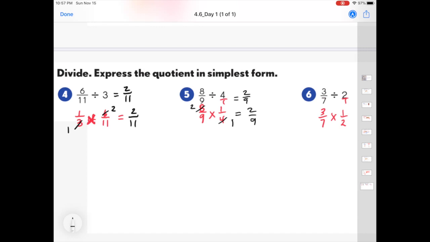All right, last one. If you did keep, change, flip, we have 3/7 times 1/2. If you were finding 1/2 of 3/7, yours would just be 1/2 times 3/7. And remember, in multiplication, we can switch our factors. The order doesn't matter. We're going to end up with the same product. All right, so no cross cancellation to be done. So 1 times 3 is 3. 2 times 7 is 14. And so 3/7 divided by 2 is 3/14.